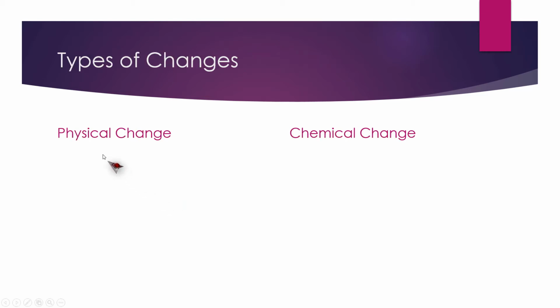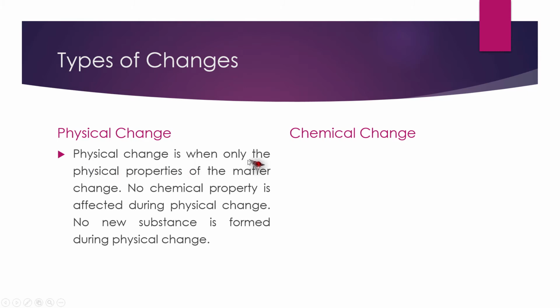Next is types of changes. There are two types of changes, physical change and chemical change. Let's discuss the physical change first of all. Physical change is when only the physical properties of matter change. Means there is no chemical property affected during the physical change. If I talk about the physical properties, these are shape, size, physical state, etc. One more thing to notice about this physical change is that no new substance is formed during physical change.